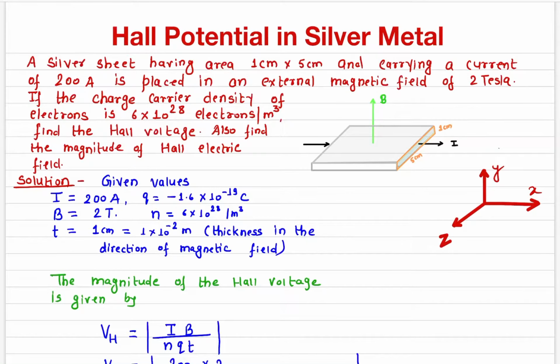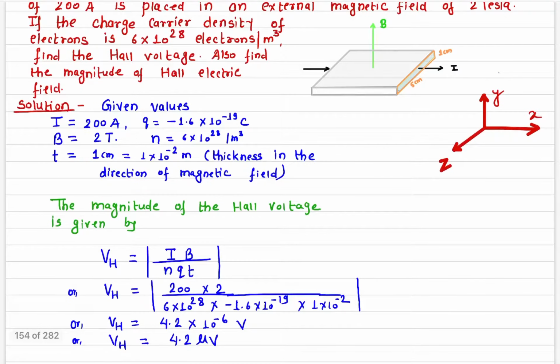Then you need to find out the magnitude of the Hall voltage and electric field here. The given quantities are: the current passing is 200 ampere. The charge of an electron is negative 1.6 times 10 to the minus 19 coulomb. And it is placed in an external magnetic field of 2 Tesla.